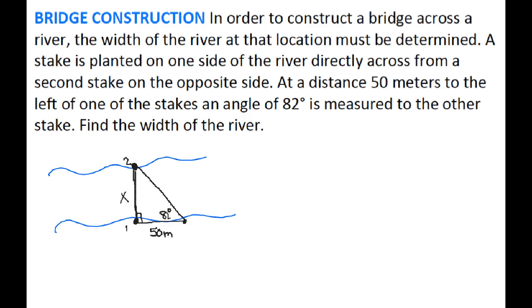So I'm going to go ahead and label my sides. This is my opposite side. This is my adjacent. So the trig function that uses opposite and adjacent is tangent. So I have tangent of 82 equals my opposite over the adjacent.